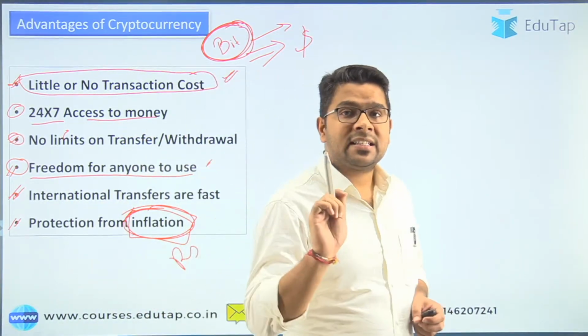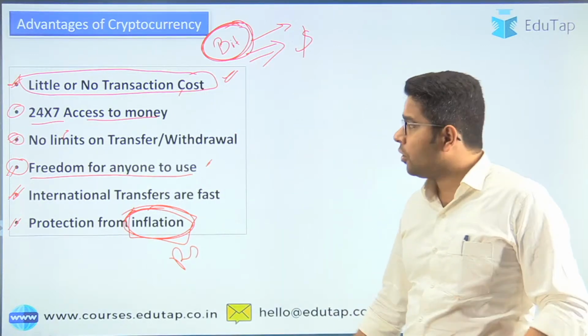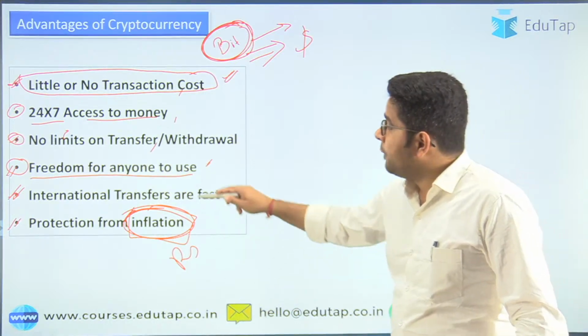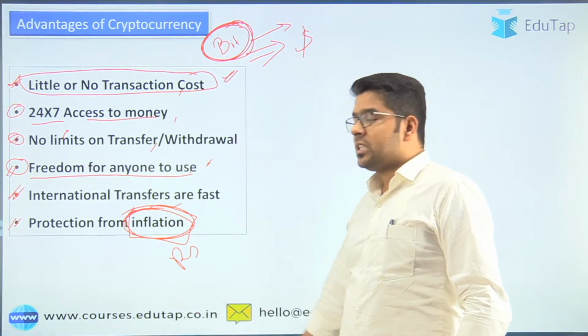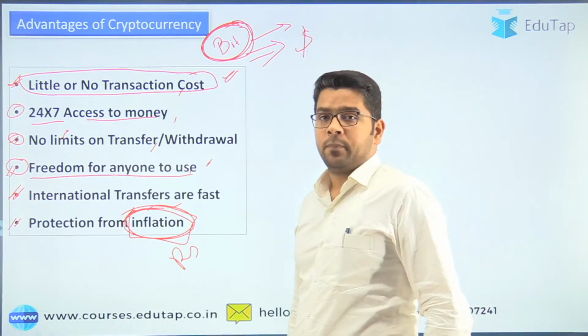Again, let us revise it in a very fast way. Low or minimum transaction cost, easy to access, no limit on transfers and withdrawals, freedom for anyone to use, international transfers are very fast, as well as protection from inflation.